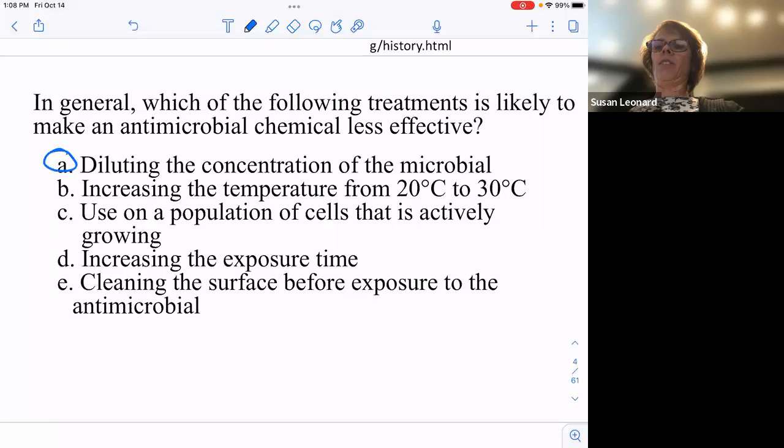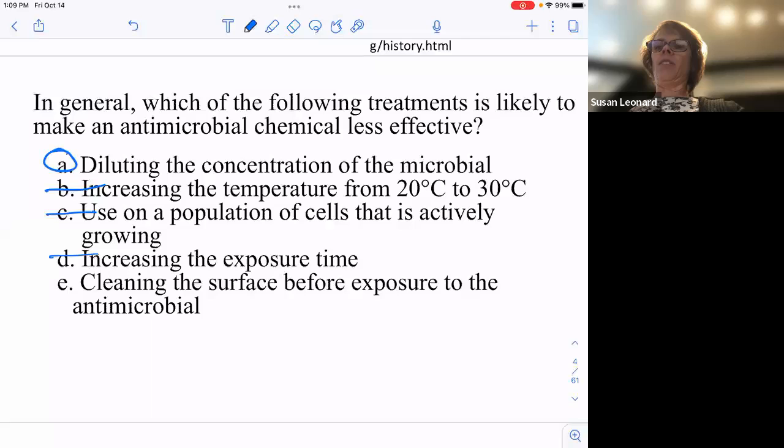All right, if I increase the temperature, yes, that's going to make an antimicrobial chemical usually more effective. So that's not right. If you use it on a population of cells that's actively growing, usually when cells are actively growing, they're more susceptible. So that's not right. That's going to make it more effective. We'll see that especially when we use antibiotics. A lot of antibiotics don't work very well unless the cells are actively growing. Increasing the exposure time, that makes it work better too.